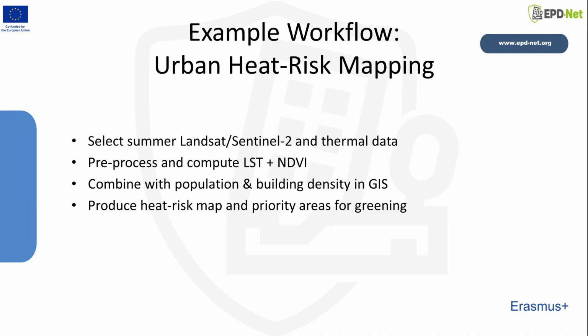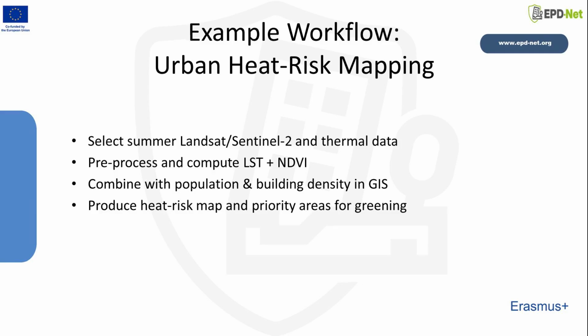In this slide, we provide a concrete example of a workflow for mapping urban heat risk. It describes how analysts can select cloud-free summer imagery from Landsat for thermal bands and Sentinel-2 for high-resolution multispectral data, perform pre-processing and calculate land surface temperature and NDVI. The NDVI layer reveals the distribution of green spaces, while land surface temperature indicates hot spots.